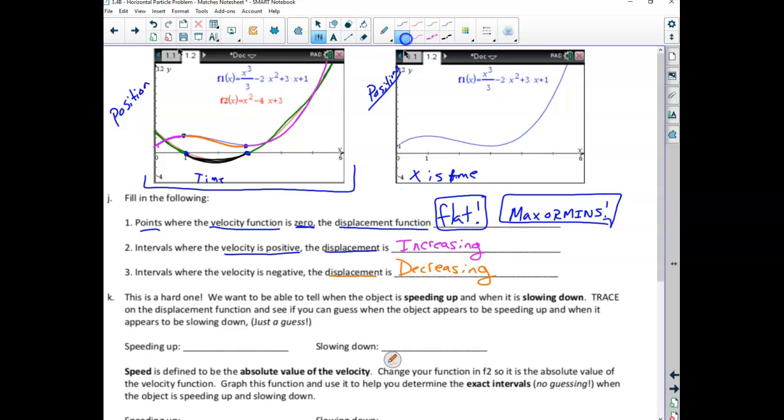Okay? Well, that's a connection we made before. That's the same connection between a function and its derivative. Okay? Now here's the hard one. We want to be able to tell when the object is speeding up and when it's slowing down. Trace the displacement function and see if you can guess when the object appears to be speeding up and when it appears to be slowing down.